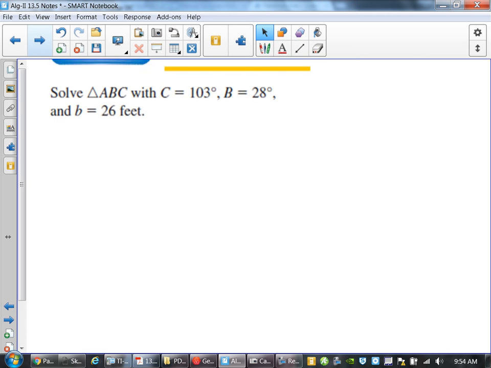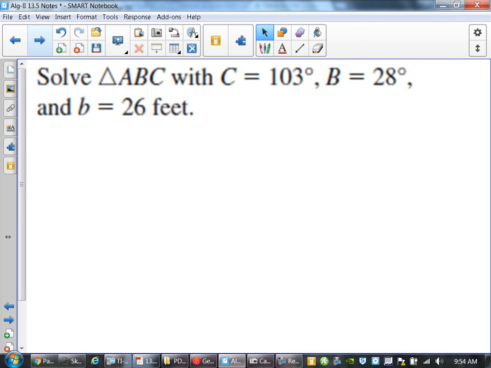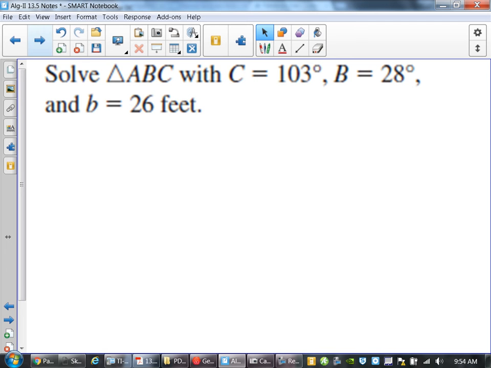Let's try this first. Solve triangle ABC with angle C, angle B, and side b, which means you want to draw said picture. Do you have to make sure you draw a 103 degree angle and a 28 degree angle to make this work? No, just draw a triangle and label it.